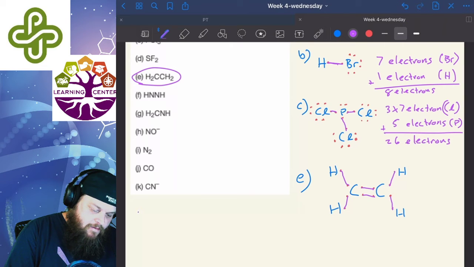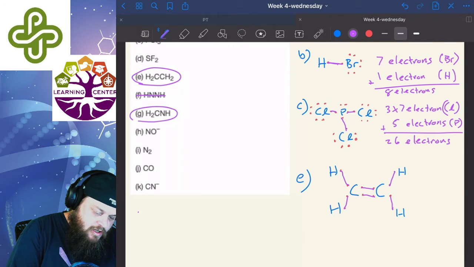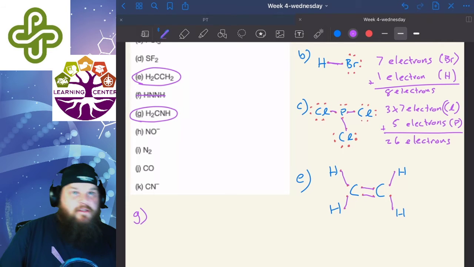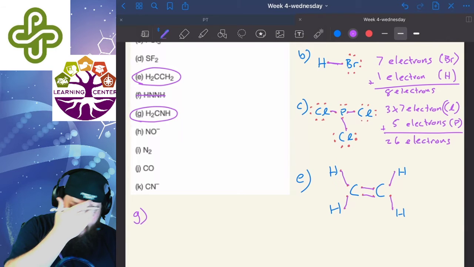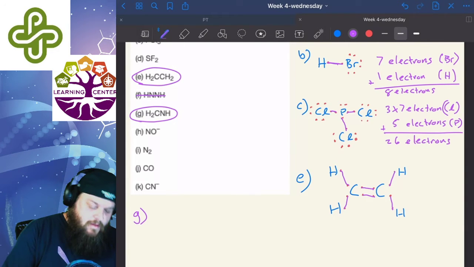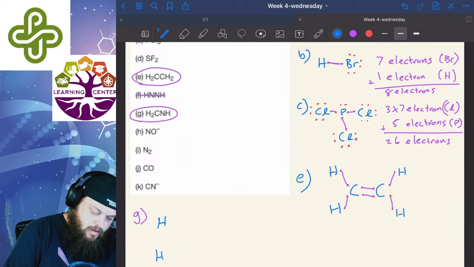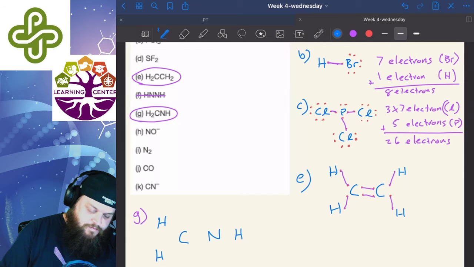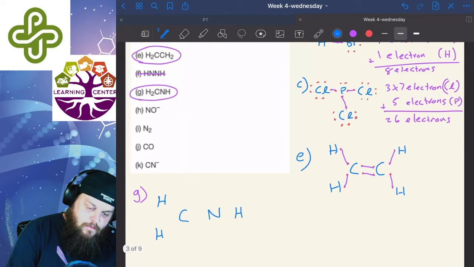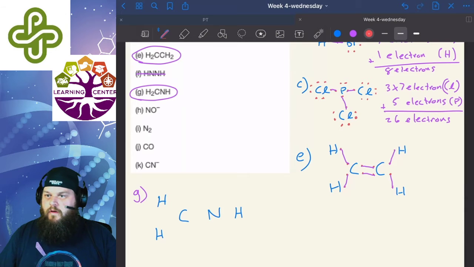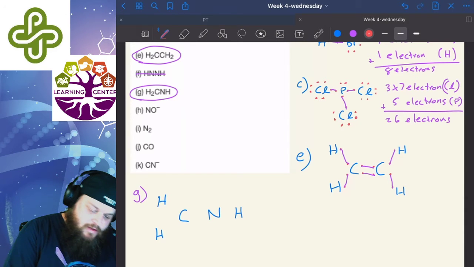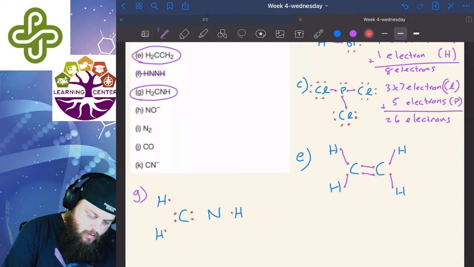We can go on to part F. Well, let's skip part F and go to part G. I don't want to spend all of our time on this one. So part G, this is H2CNH. So I can write it as HHCNH. Now we know carbon has 4 and hydrogen has 1, so I can draw those on there now. Put 1, 1, put the 4 for carbon, and 1 for hydrogen.